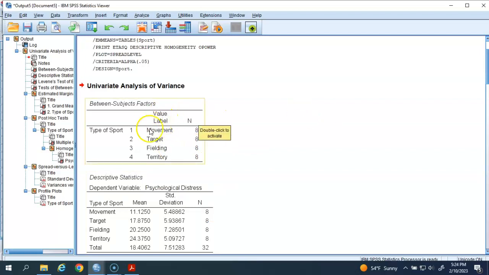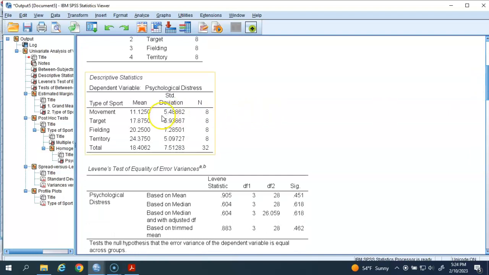So let's go through and see what we have. Overall, we see that we have 8 persons in each group, which is what we're supposed to have. We can see under our descriptives the means of each for movement, target, fielding, and territory, and then the overall mean as well as standard deviations. Just by eyeballing the standard deviations, by seeing their relative size toward each other, I kind of know that the Levene's test is going to be fine, that they're going to be relatively the same size. And we can see that we do not have significance here for our F-test, which means that we can assume that there's equal variances amongst our different groups.